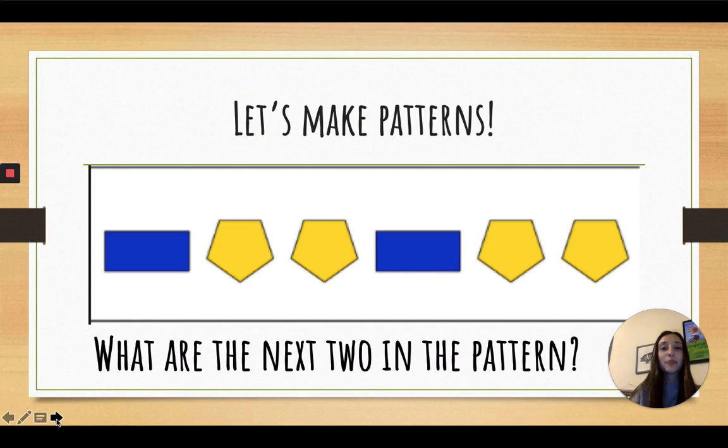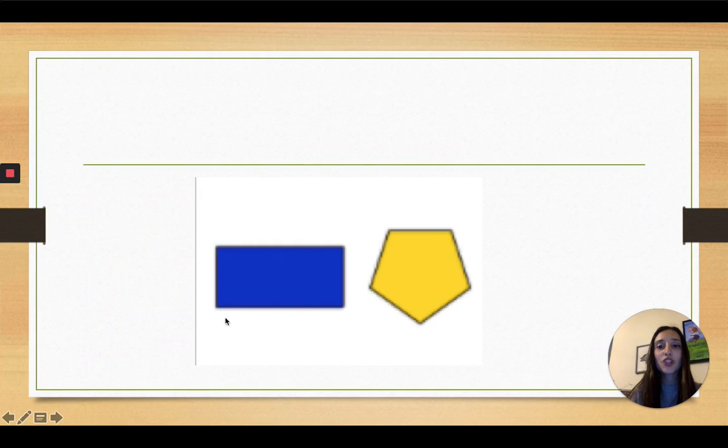All right, so now we're going to practice making some patterns. I want you to help me by telling me what is going to be the next two shapes in that pattern. So go ahead and think about, what are my next two shapes? All right, yeah, my next two shapes are going to be a rectangle and then this pentagon. And I know this is a pentagon because it has 5 sides. So let's count the sides all together.